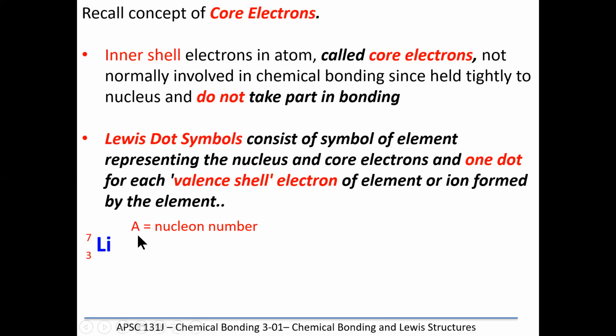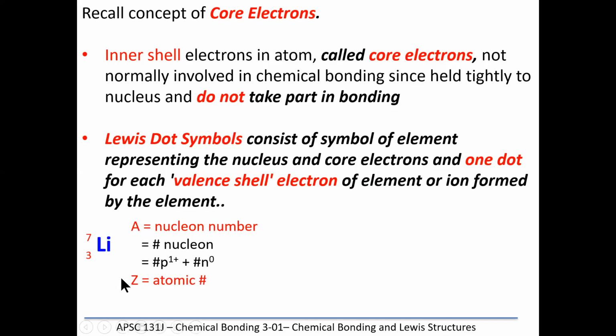Lithium, for example: the number at the top here, 7, is the nucleon number. That tells us the number of protons and neutrons. And the number at the bottom is the atomic number. It tells us the number of protons. And of course, if we have a charge, we're going to put the charge in the top right. In a neutral atom, the number of protons and the number of electrons are equal.